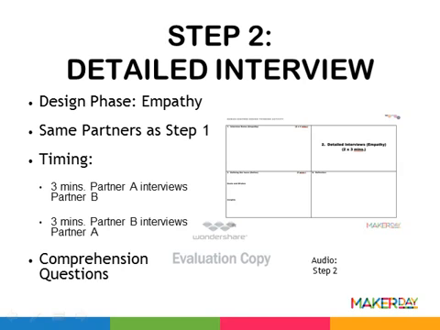This audio goes through step 2 of the design thinking process. In step 2, you want a more detailed interview from partner A and partner B. You will go through exactly the same process. Partner A interviews partner B interviews partner A. Notes should be in the step 2 of the design thinking activity sheet. And what you're looking for in the 3 minutes that you're going to give them is comprehension questions.